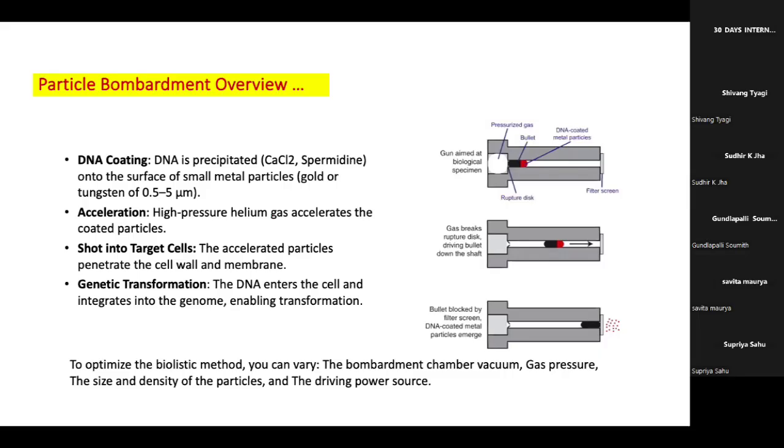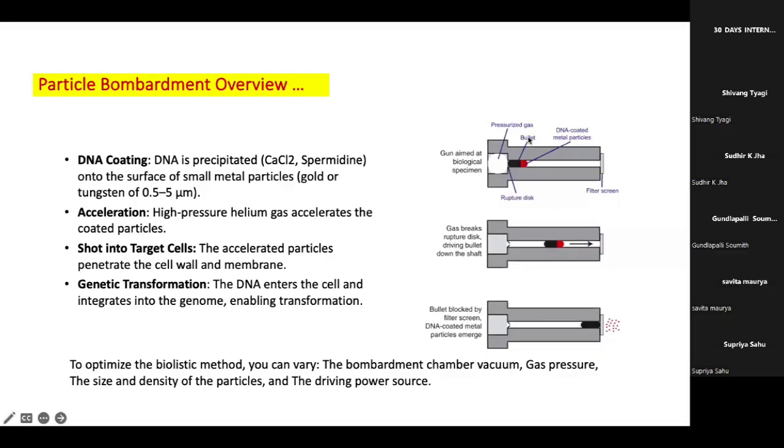So let's have an overall view of the particle bombardment. Here, DNA coating is done. DNA is precipitated using calcium chloride, and spermidine is used, which stabilizes your DNA. It is coated onto the small metal particles, which I have already mentioned, that is gold or tungsten. A pressurized helium gas chamber is there. Pressure is created from the helium gas chamber, which propels your DNA coated particles at a high speed, and then they bombard the plant cells. Thus the genetic transformation occurs.